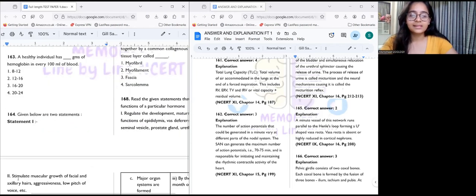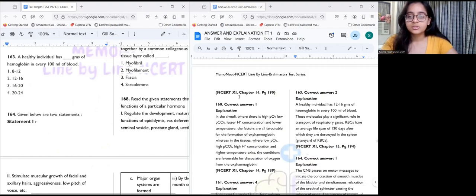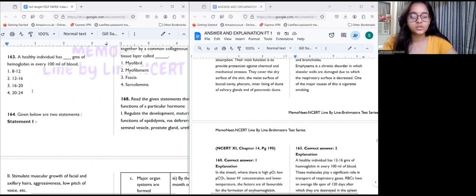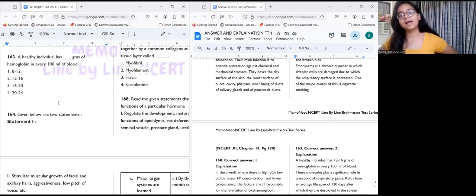For 163, a healthy individual has dash grams of hemoglobin in every 100 ml of blood. The answer is option number 2, which is 12 to 16 grams of hemoglobin. It varies in females and in males, and the lifespan of an RBC is 120 days. We need to remember that. It can vary to like 11 to 14 or 13 to 17, but 12 to 16 is the average.